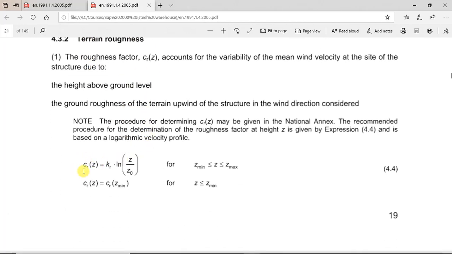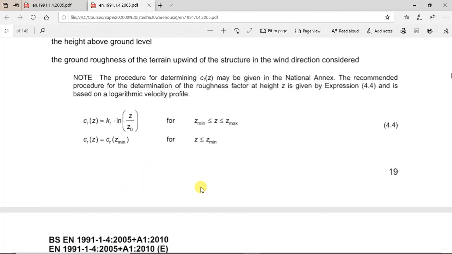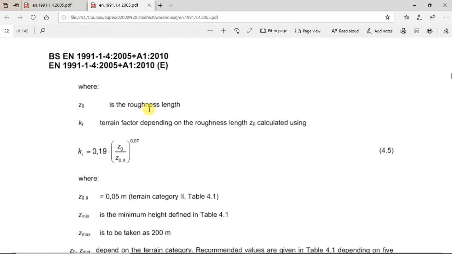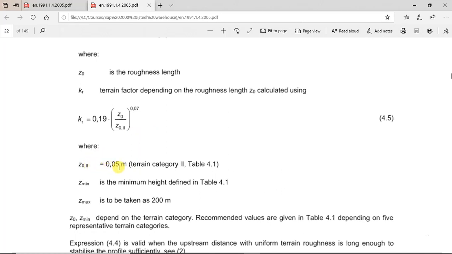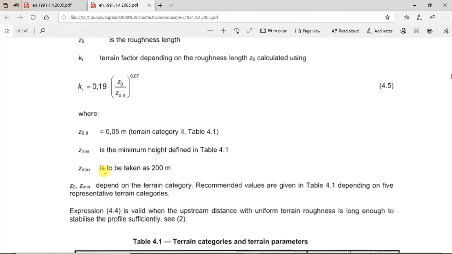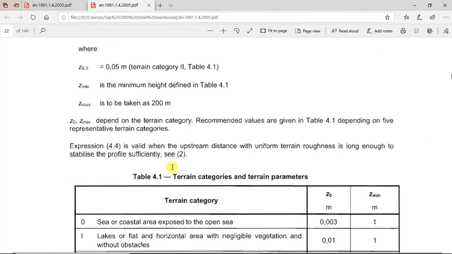Terrain roughness. cr(z) equals kr times ln(z divided by z0), for z between z_min and z_max, and cr(z) equals cr(z_min), for z less than z_min. z0 is the roughness length, and kr is the terrain factor depending on the roughness length z0, calculated using kr equals 0.19 times (z0 divided by z0,II) to the exponent 0.07, where z0,II equals 0.05, terrain category 2, table 4.1. z_min is the minimum height defined in table 4.1. z_max is to be taken as 200 meters, and this is table 4.1, terrain categories and terrain parameters.